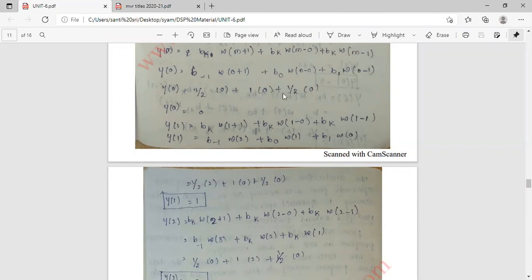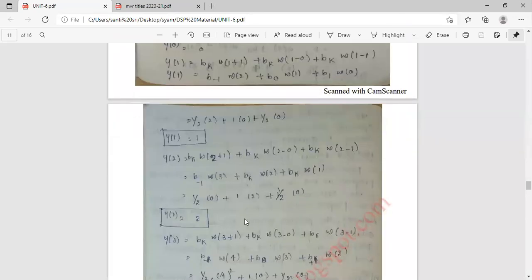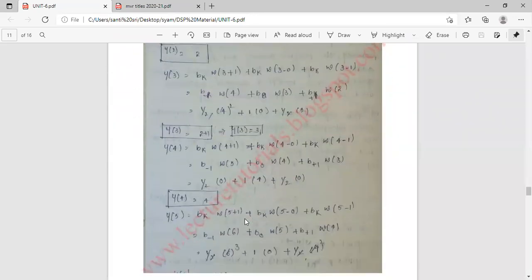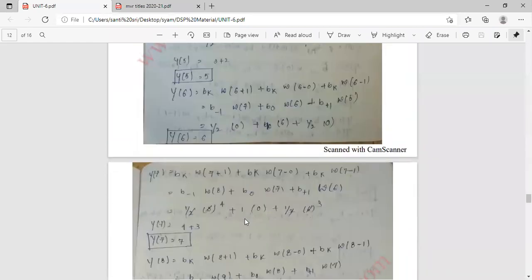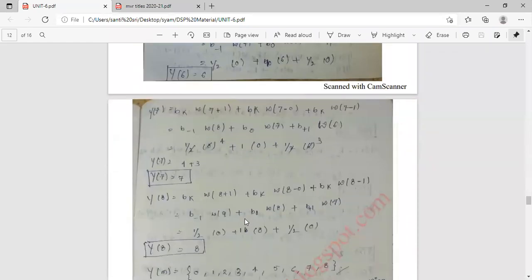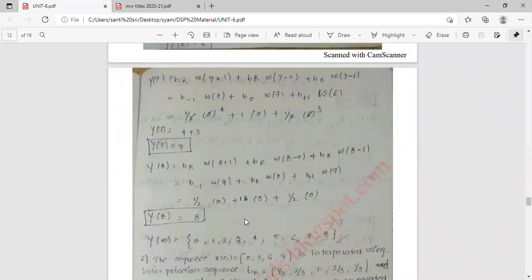Next y of 2. This is w of 3 plus w of 2 plus w of 1 into these three parameters. Okay, y of 2 is calculated like this. We can calculate all values so that it will become y of 1, y of 2, y of 3, y of 4, y of 5, y of 6, y of 7, and y of 8. So finally, y of m will become 0, 1, 2, 3, 4, 5, 6, 7, and 8. Right? This is the way of finding the sequence y of m.